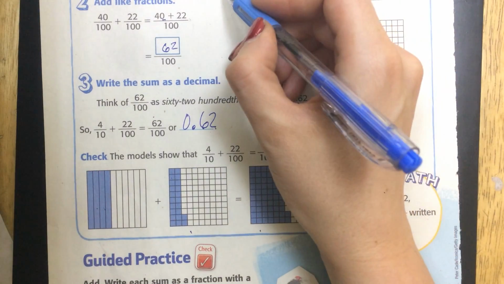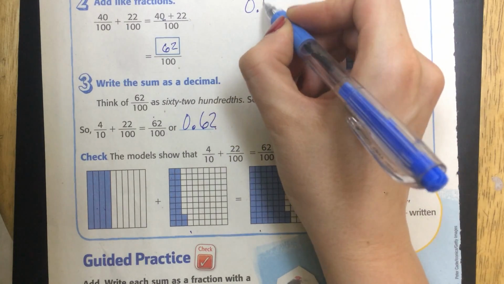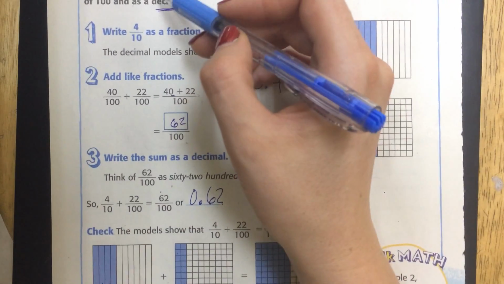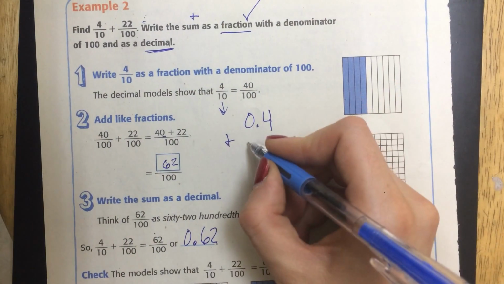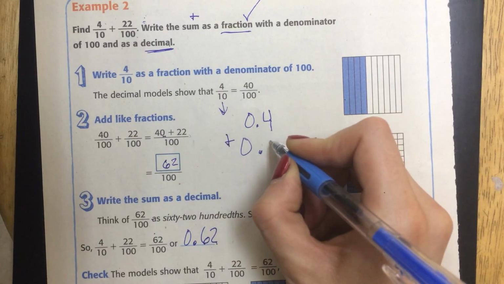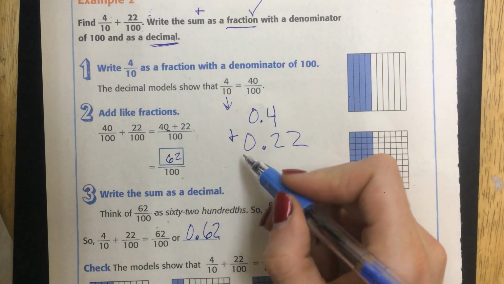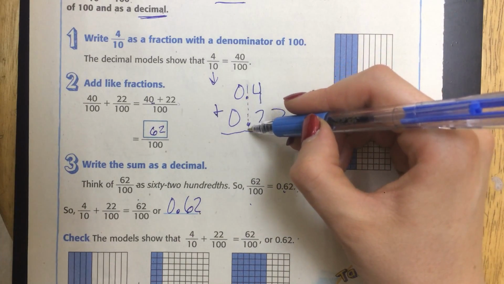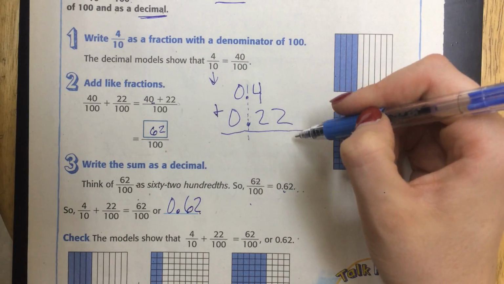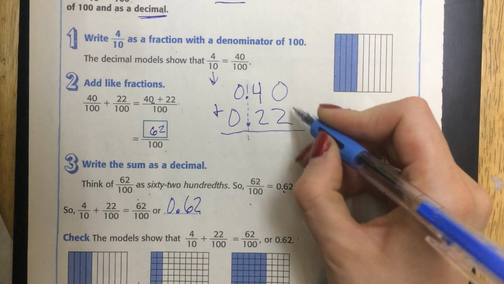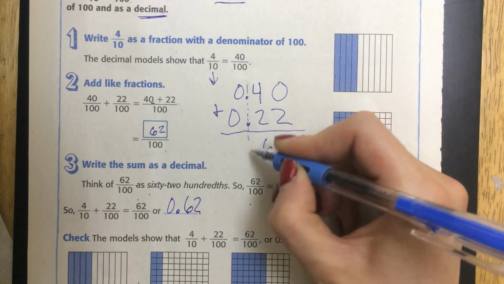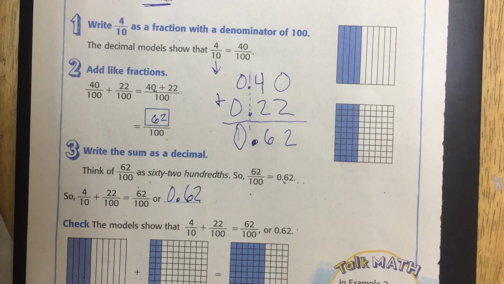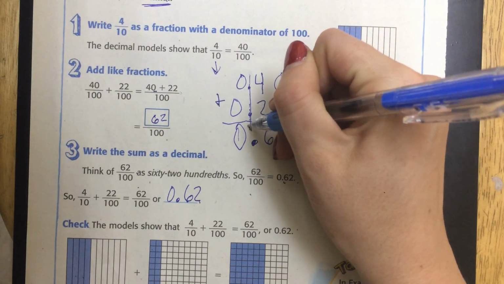Or we could have converted this one to being 0.4 and converted this part, 22 out of 100, to being 0.22 and adding it vertically, which, remember I told you, you have to line up the decimal and then just drop it down. So there's nothing here. 6, drop that decimal, 0.62. Remember, drop the decimal down.